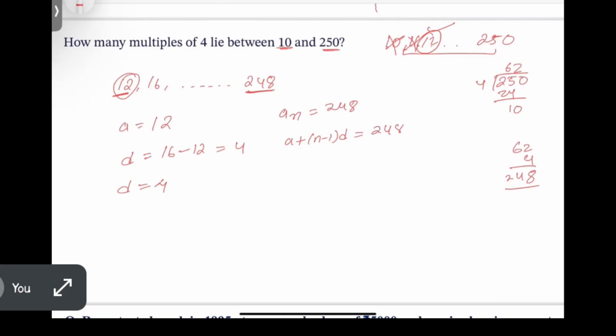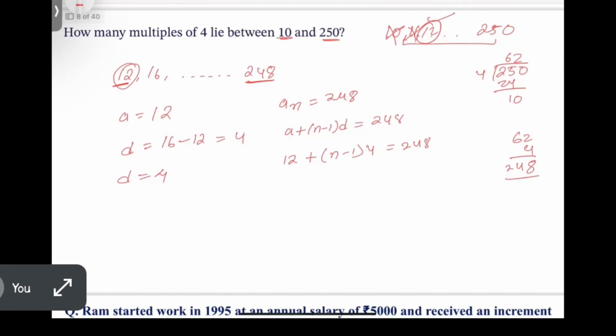So which means a is nothing but 12 plus, what is n here? We don't know. Minus 1. What is d here? D is 4, equal to 248. So now I'll just reduce this one. 12 plus 4n minus 4 is equal to 248. So 12 minus 4 will give me 8 plus 4n is equal to 248. So what do we have here? 4n is nothing but 248 minus 8, which will give me 240.